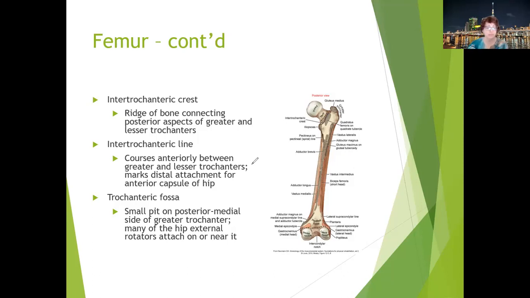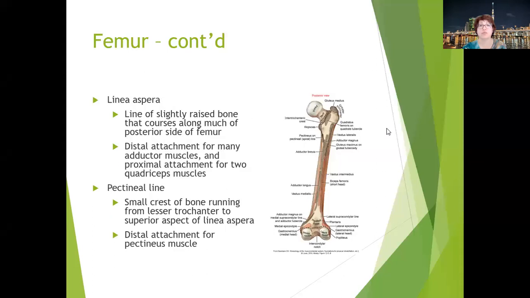So you cannot palpate the intertrochanteric crest, intertrochanteric line, or the trochanteric fossa. There's just too much muscle on there to be able to palpate those things individually. So that's one of the ways to tell if something's palpable or not. Are there lots of muscles or structures on top of it, or is it inside of another structure or very interior to the body?